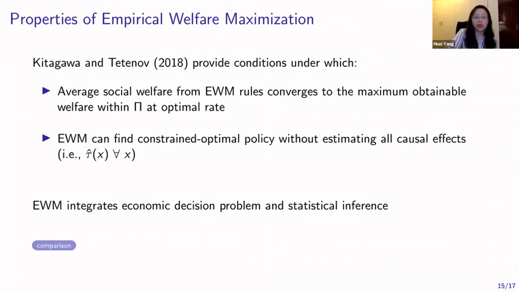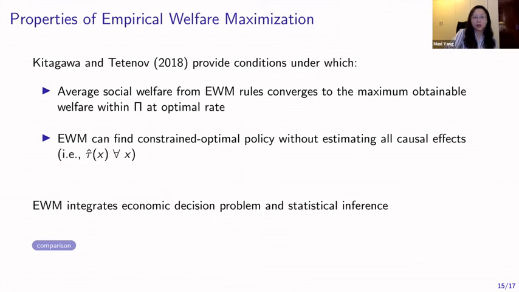And finally, I want to highlight three important properties of the empirical welfare maximization method. First, it has been proven theoretically that the derived rules are regret optimal, meaning that they achieve maximum value within the policy class at a theoretically optimal rate. So no other rules in this policy class can outperform it.